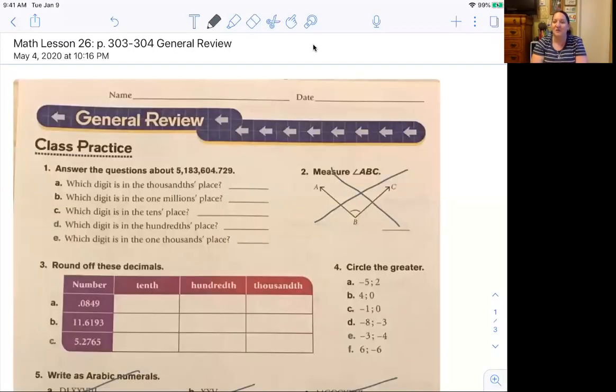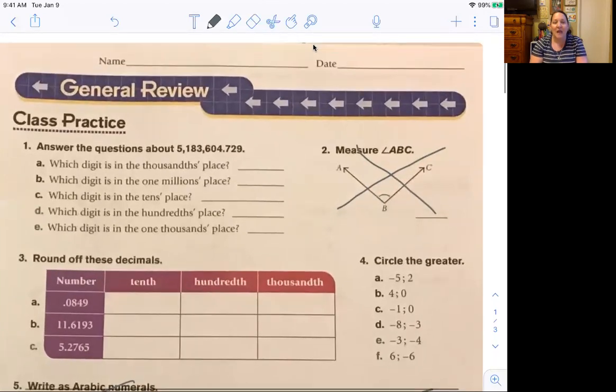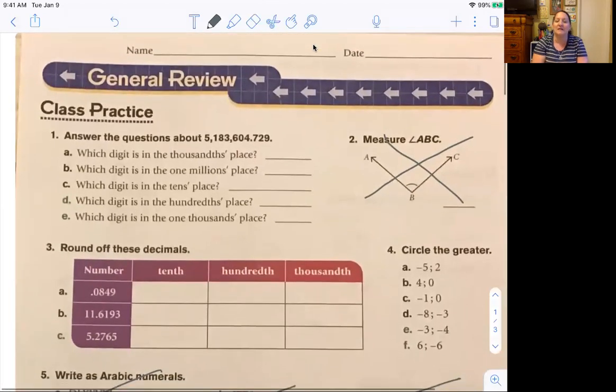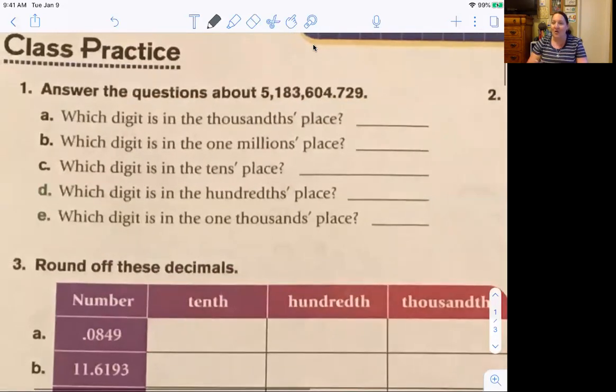Okay, there we go, page 303 to 304. And we're going to look at section 1 right here. Because it's all review, there's no lesson, right? It says, answer the questions about 5,183,604 and 729 thousandths. Which digit is in the thousandths place? Now remember, because it says THS, that is a decimal. So what we can do is count tenths, hundredths, thousandths. What digit's in the thousandths place?